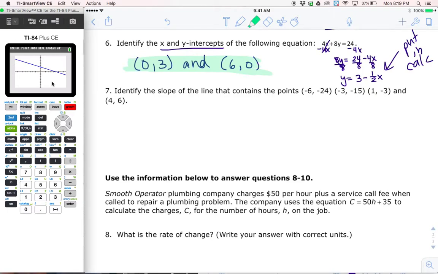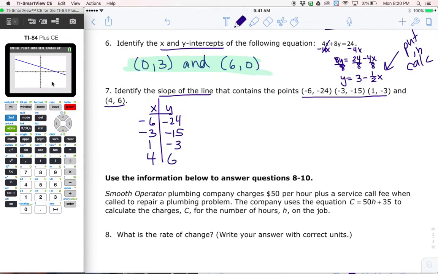Problem 7. Identify the slope of the line that contains these points. All right, we got 4 points here. We could use the slope formula for this. However, again, I like to make my life easy, and I'm just going to go ahead and do stat edit. So I'm going to take these points I've been given, negative 6, negative 24, negative 3, negative 15, 1, negative 3, and 4, 6. And I'm just going to use stat edit.